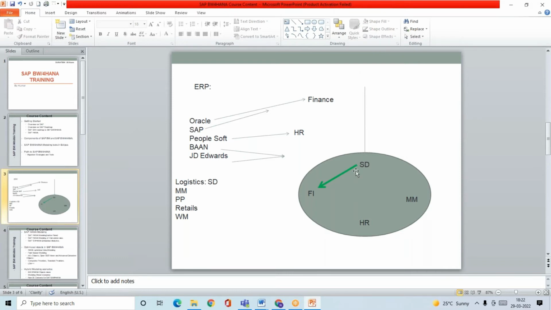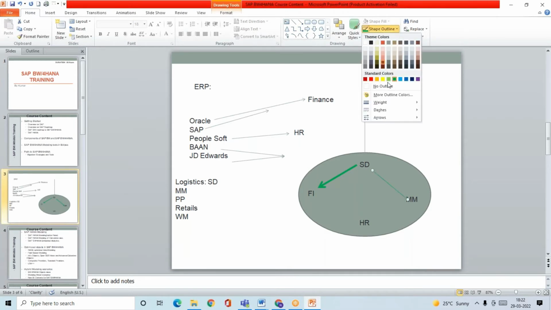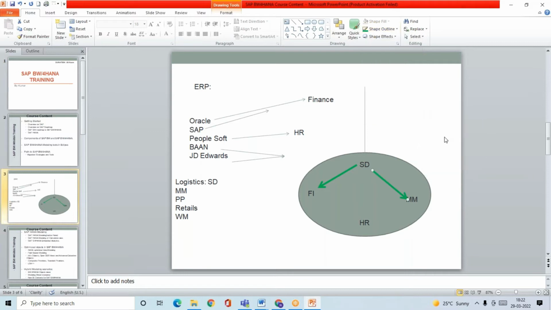Suppose now I'm getting a sales order. Say somebody has ordered 50 laptops. Then I'll check in my inventory whether I have sufficient material or not. That means there should be an integration between SD and MM. In the same way, suppose I have people working in the finance department, the sales department, the inventory and purchasing department. I have to maintain their employment history. That means again there should be an integration between your modules.